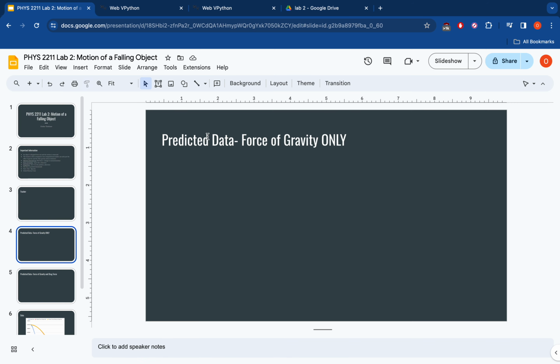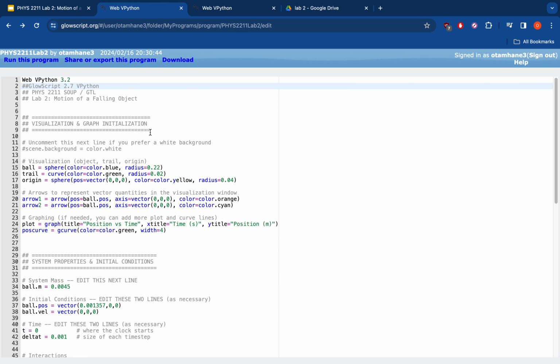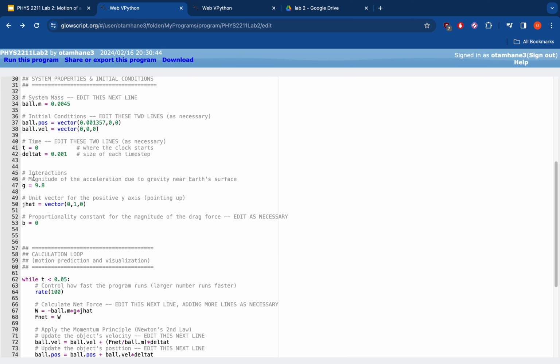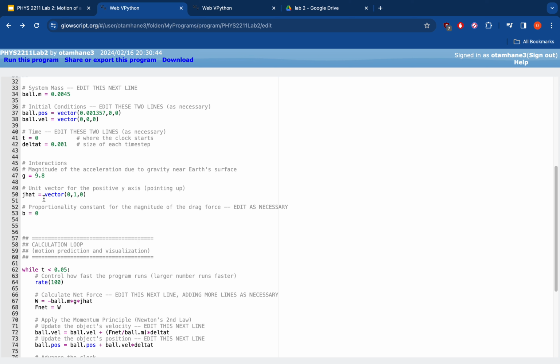Next we have the predicted data, which is the force of gravity only, using this code right here. I Googled the mass of a piece of paper, which I found to be 0.0045, and then the initial position is 0.001357. This is what I found through Tracker, and the initial velocity is 0 since it's being dropped. This g shows the force of gravity, and the j hat vector is the direction the ball is moving.